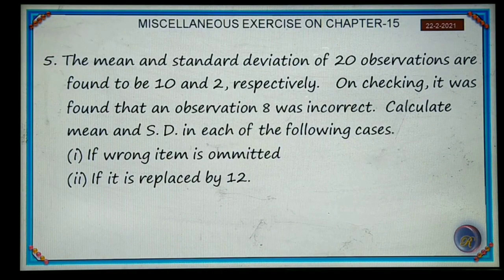The mean and standard deviation of 20 observations are found to be 10 and 2 respectively. On checking, it was found that an observation 8 was incorrect. Calculate mean and standard deviation in each of the following cases. First one, if wrong item is omitted. Second one, if it is replaced by 12.